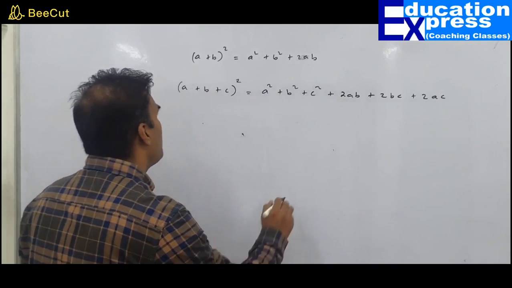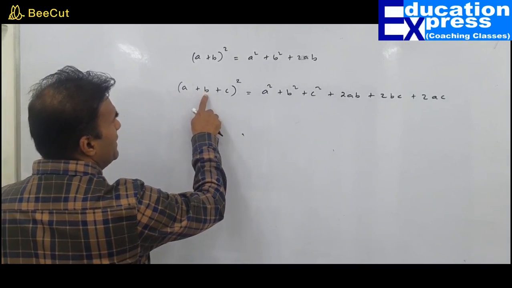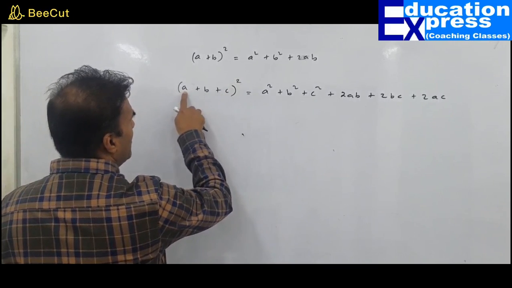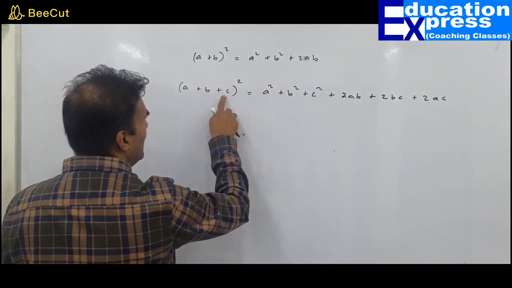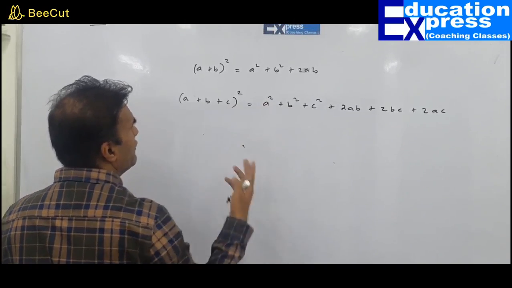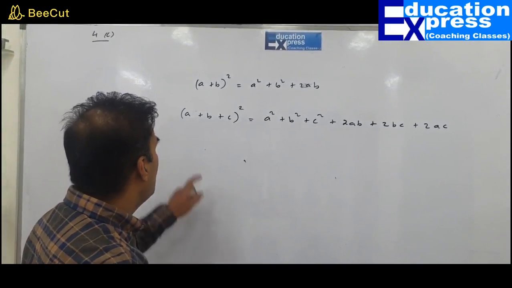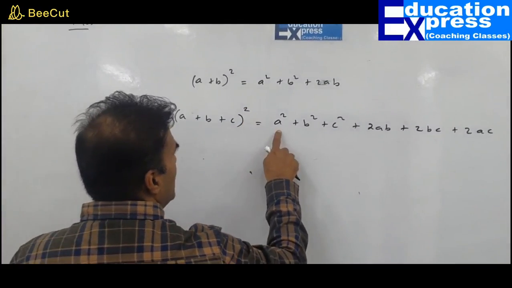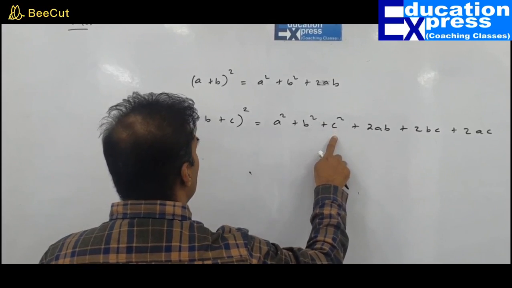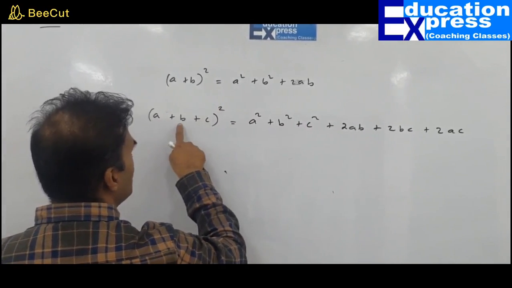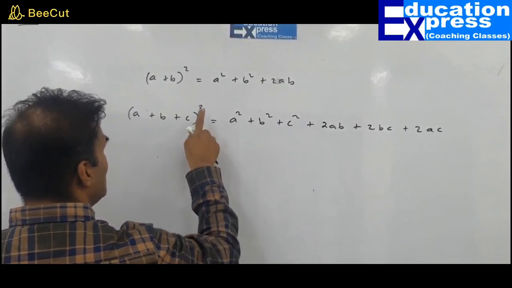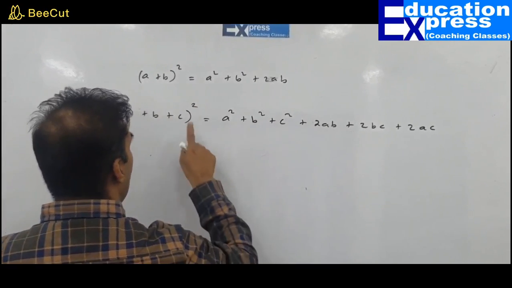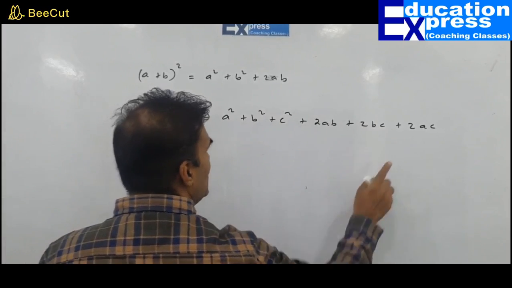In short, if you have a plus b plus c the whole square, it will be a square, b square, c square, all plus. There is no question of getting any negative number, as it is a plus b plus c the whole square. So a square plus b square plus c square plus 2 into a into b plus 2 into b into c plus 2 into a into c. That is 2ac.